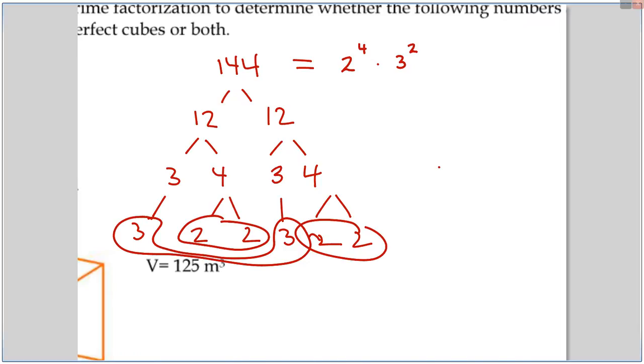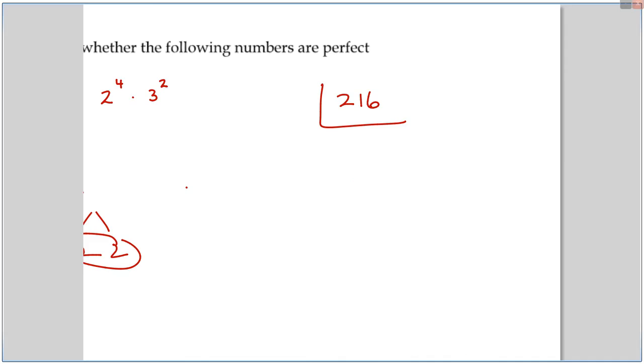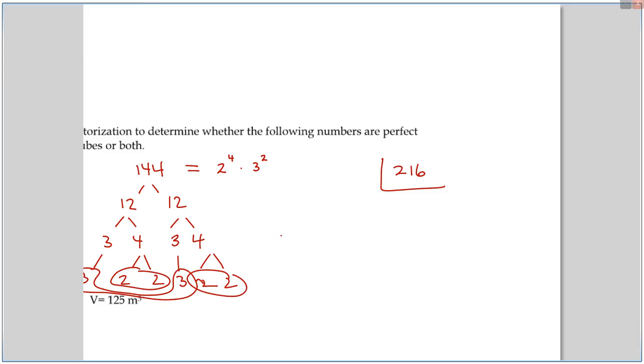All right, now I'll show you the division table for the next one, 216. This is the division table. So what's the strategy with prime factorization? What do you always start with? The smallest primes. Okay, so always start with smallest primes.